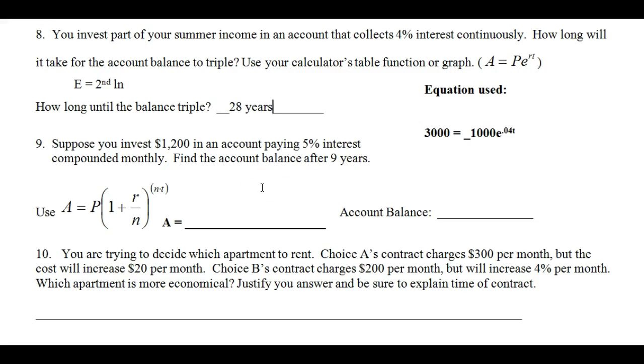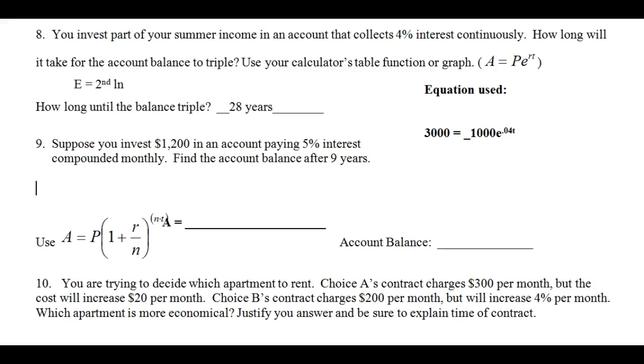Okay, suppose we invest $1,200 in an account paying 5% interest compounded monthly, finding the account balance after 9 years. Okay, this time it looks like we need some more info. So, go ahead and make ourselves a little room here. So my P again is my principal, which would be $1,200. My rate again is that percentage as a decimal, 0.05. Compounded, ooh, there's the magic word compounded, monthly. How often does monthly occur in a year? It occurs 12 times, so that would be my n value. And then find the balance after 9 years.